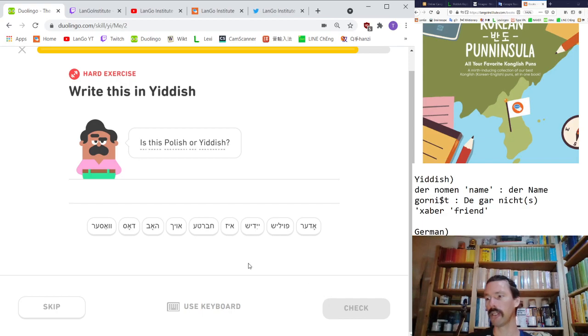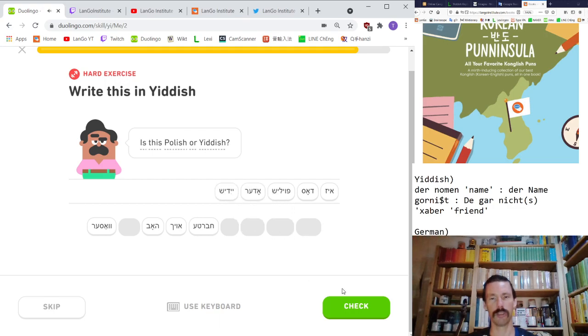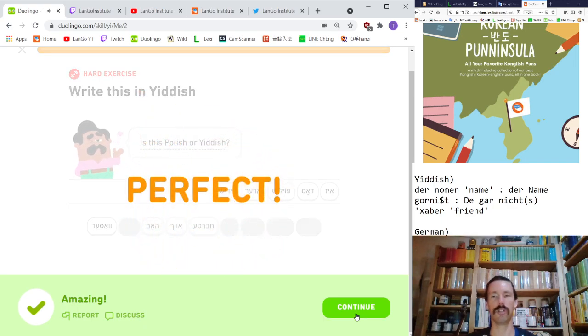Double negatives, nicht kann. Do that in standard German? No, not to my use. Right, so the simplest way I would describe it is if you have negation in your sentence, then you're also going to have negative marked within the verb phrase with nicht. Is this Polish or Yiddish? Is dos Polish oder Yiddish? Is Yiddish.